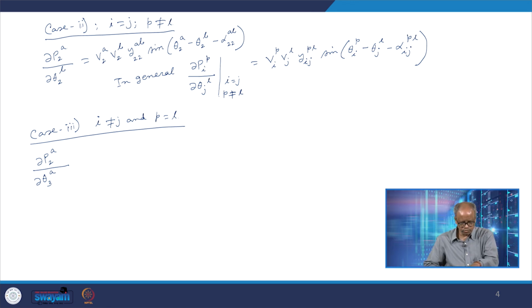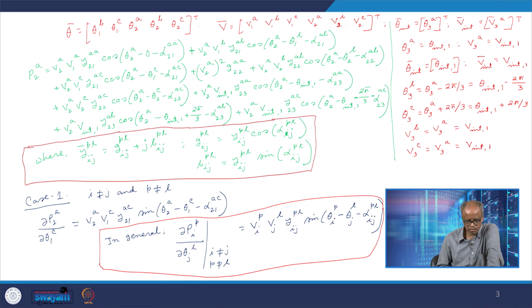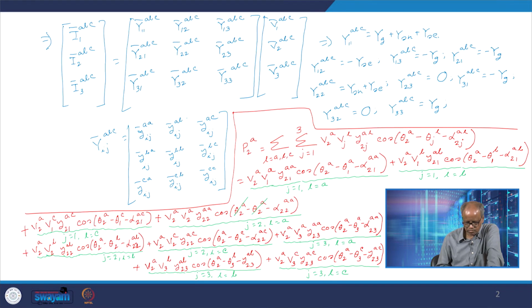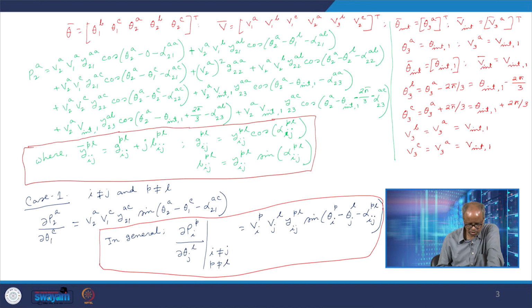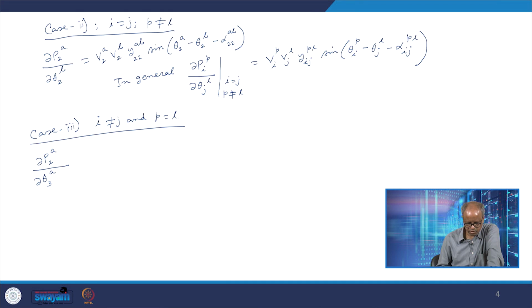I is not equal to J and P is equal to L. So now here theta 1A does not exist, correct. So I should have written an expression of P2B, right. I should have written down an expression of P2B. So then that would have been the case. Anyway, doesn't matter. So case 3 doesn't exist here in this case. I will show what would be case 3 for this.